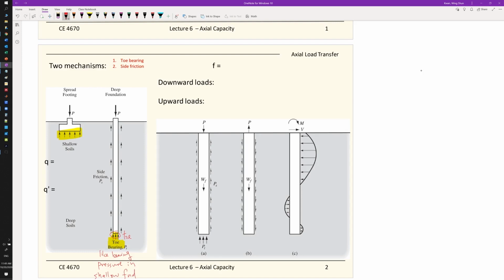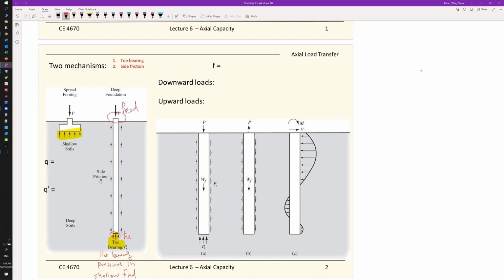Some terminology: at the tip of the piles we call it the toe, and at the opposite side, the part that connects to your structure or to columns above ground, the other end we call the head. So each deep foundation pile has the head and also the toe.